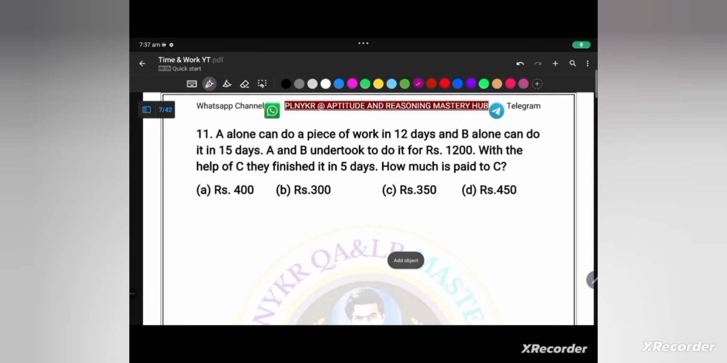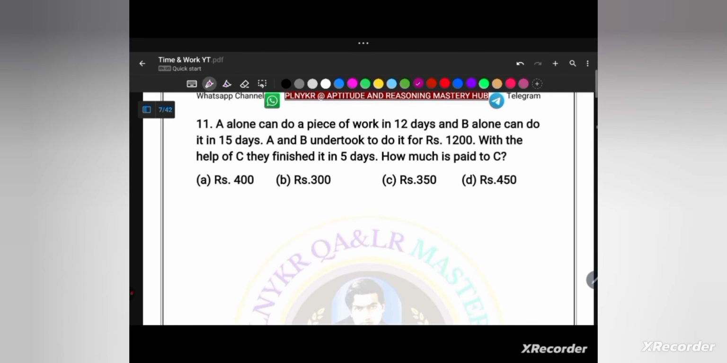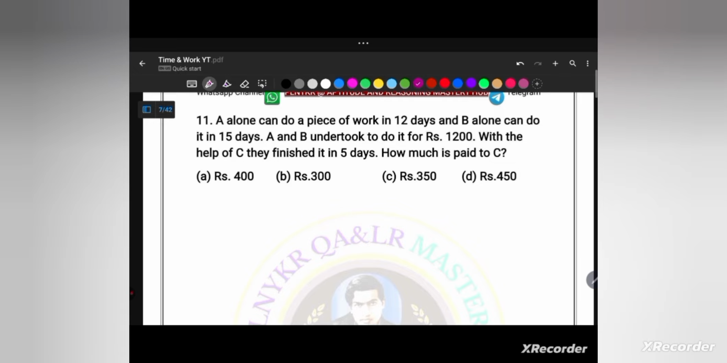The question is asking how much is paid to C. Simply the share of C is asked. We need to find the efficiency of C and also the overall efficiency so that we will be able to find how much amount is paid. First, what is the first statement? A alone takes 12 days, whereas B takes 15 days.